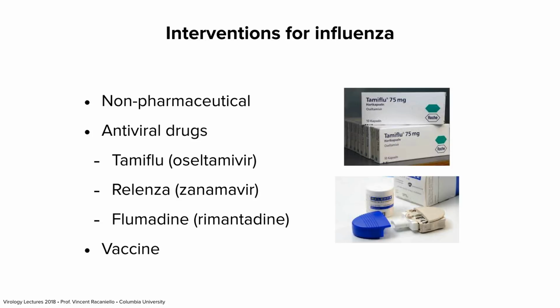There are interventions available. You can go and buy stuff at the pharmacy that says this will make you feel better. That's what I mean by non-pharmaceutical. Or there are antiviral drugs, Tamiflu, Relenza, and Flumidine. Tamiflu is taken orally. Relenza is inhaled. That is an inhaler. And they're both similar inhibitors of neuraminidase. We'll talk about those later. And then there's another antiviral, Flumidine, which is not used much because every virus out there is resistant to it.